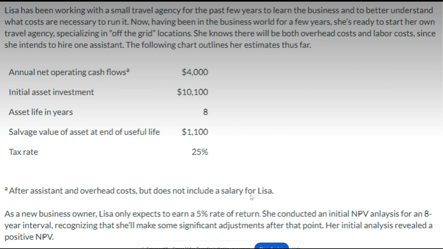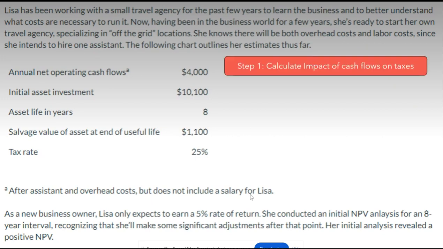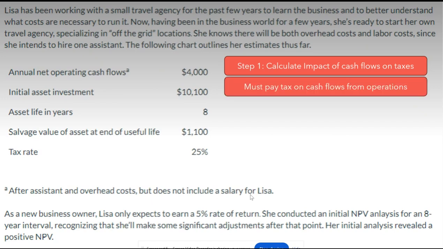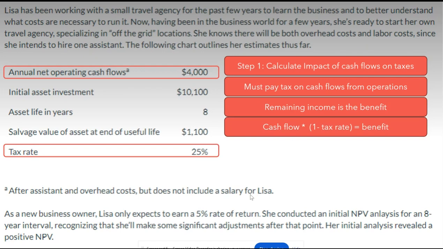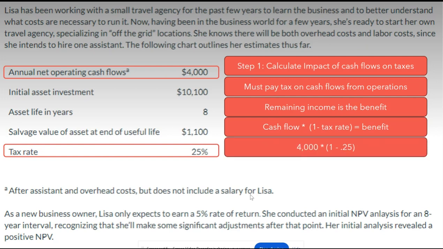You might want to go ahead and pause the video for a second and read through the problem. Okay, so our first step here is considering the tax effects. So Lisa is expecting 4,000 in annual net cash flows. However, we have to pay tax on cash flows from those operations. So really, the remaining amount after tax is the benefit. So what we can do here is take our cash flows, multiply it by 1 minus the tax rate to find that remaining benefit. And so in this case, when we multiply out the cash flows, we determine that the net benefit is $3,000 after taxes.